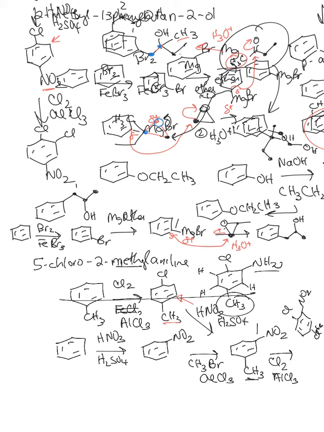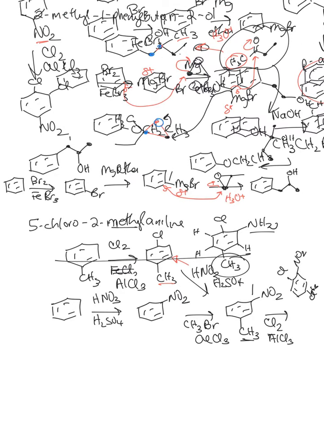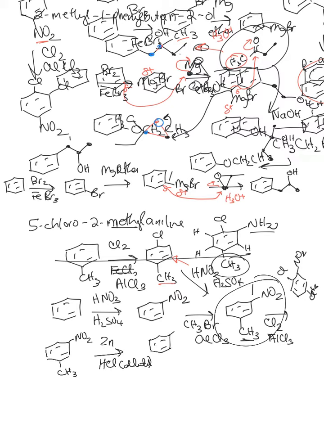Or you could take this compound here and go ahead and reduce it. So here you have this, you reduce it with zinc and dilute HCl. That's going to make the amine. Now the amine will be an ortho director and it's very activating, so then you could just do chlorine with aluminum trichloride and that would go to the ortho position because the amine would direct it there as well as the methyl.